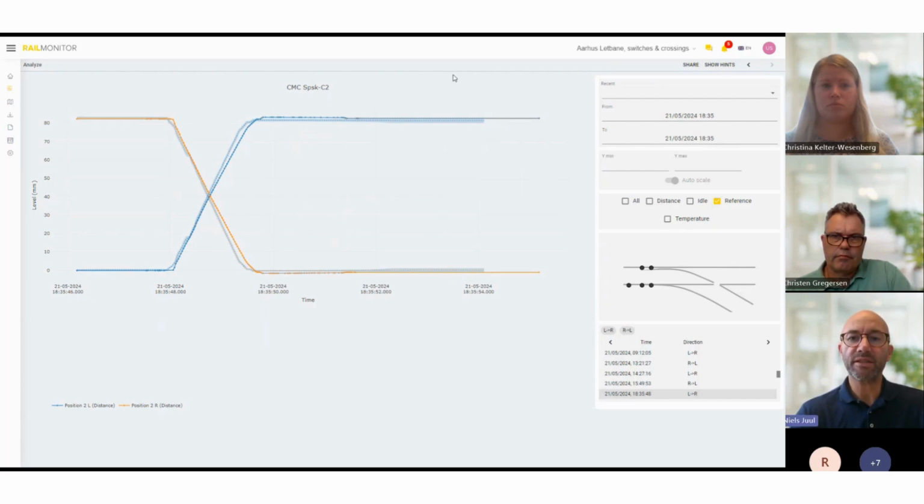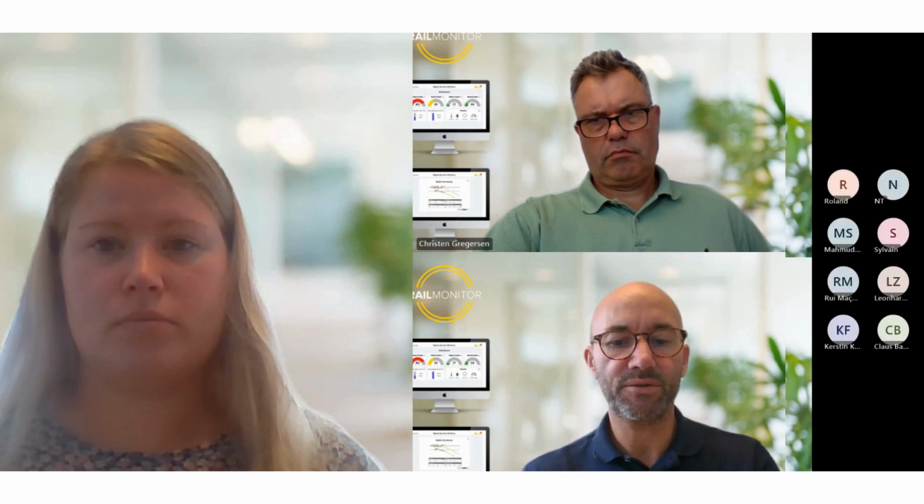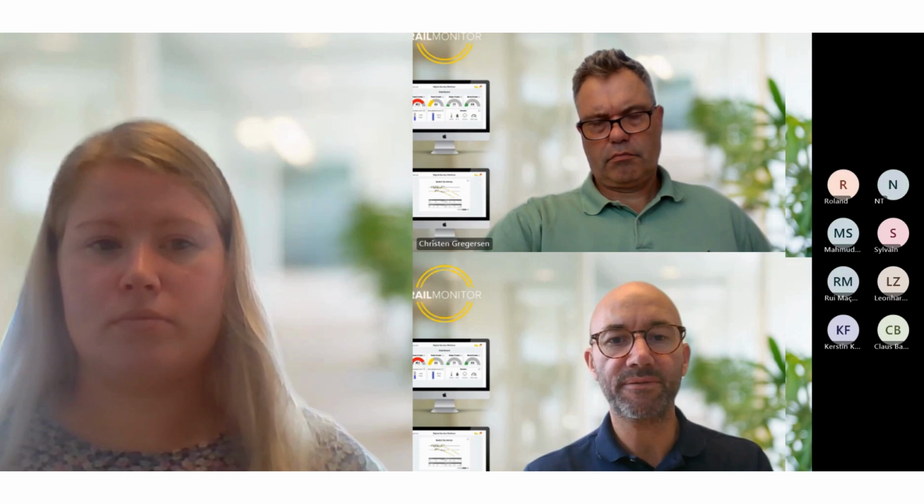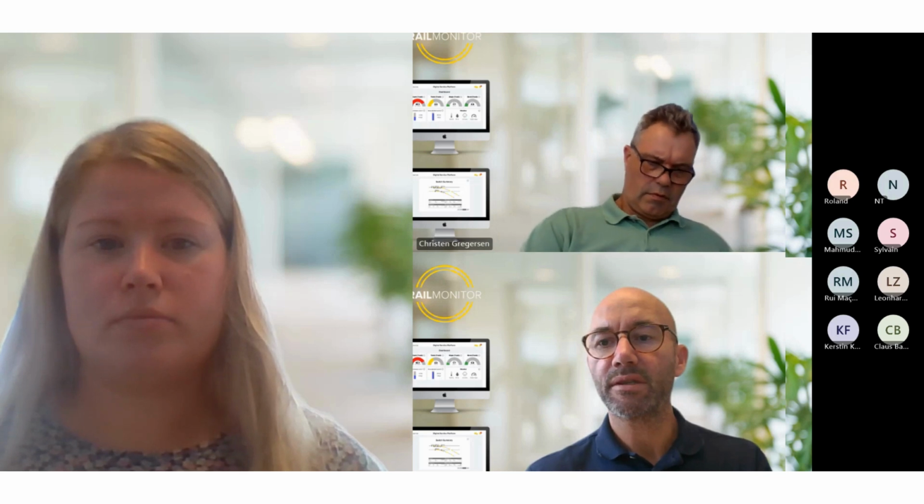Then I will briefly touch base on something we call tongue misalignment, and I will now stop sharing my screen, and I will move to another screen for 2 seconds to show you this phenomenon.